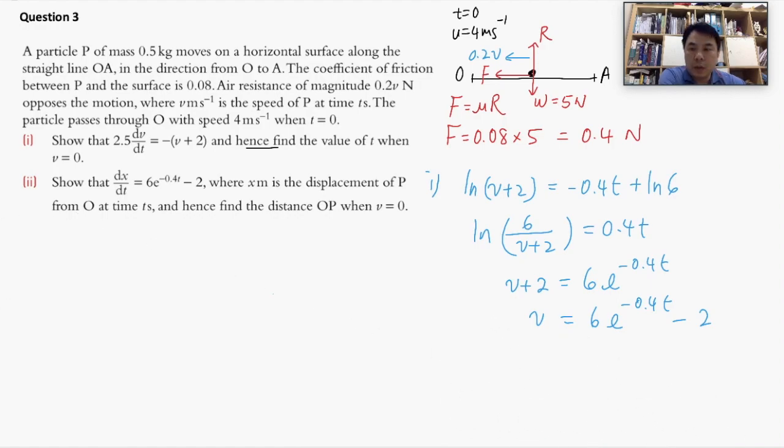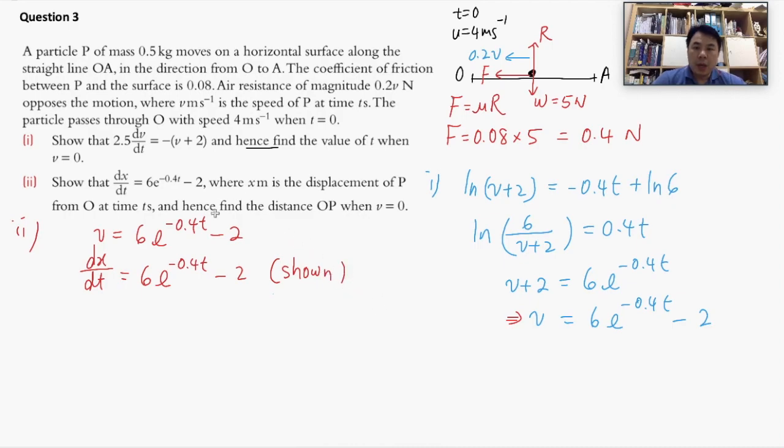Right, now second question. Show that dx/dt is equal to this. Now we're going to make use of these equations that we have. So v is equal to 6e^(-0.4t) minus 2. We know that velocity is given as rate of change in displacement, which is this. And then there you have it. This has been shown.